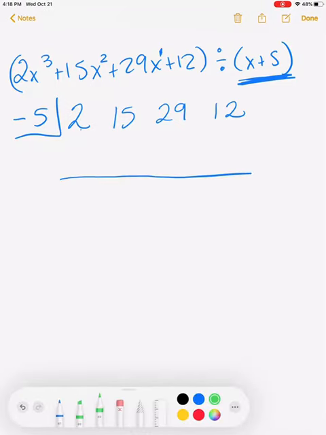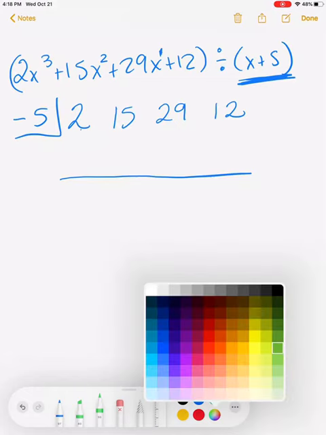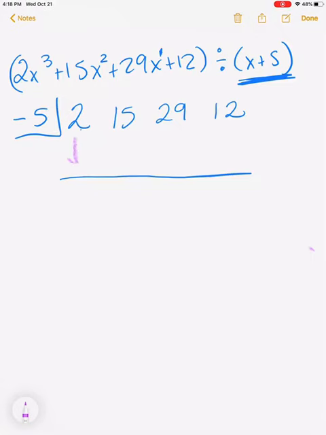Leave a space. We're going to make a line. I'll do a different color just for fun. Let's see, purple. Okay. So we're going to drop the 2 down. And then this is when we start to do multiply, add, multiply, add, multiply, add in that order. So multiply first. 2 times negative 5 is negative 10. I'm going to add these two numbers together. 15 plus negative 10 is 5.